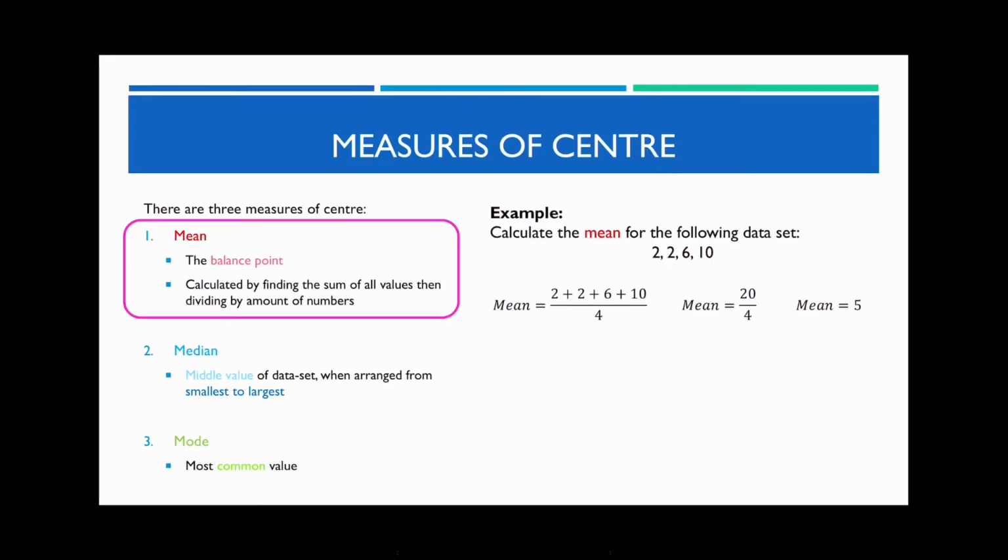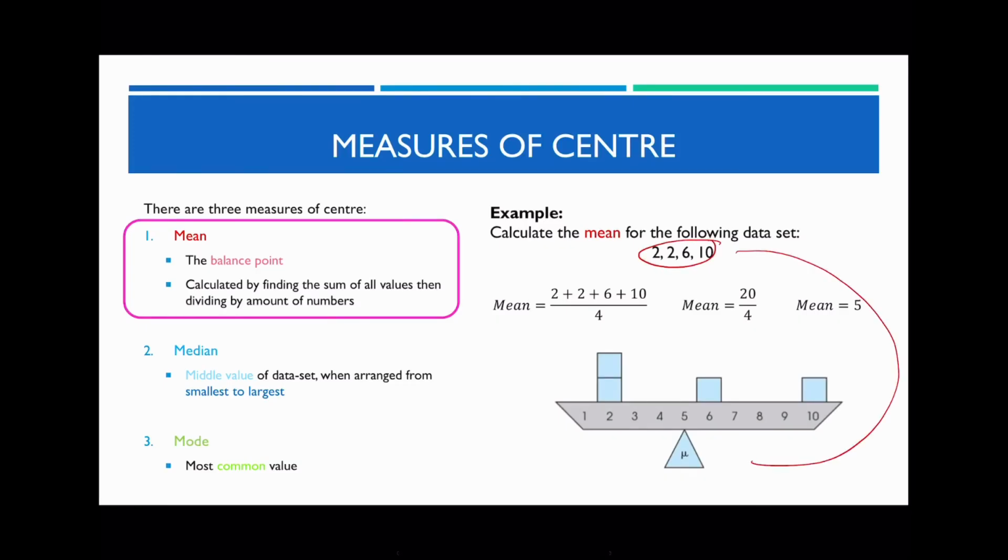Earlier on, I did discuss that the mean is considered to be the balance point. So I'll show you this diagrammatically to show you what I mean. If I was to show all these values on a little seesaw, this is what it would look like. Notice that all of these values over here are balanced when your mean is at the value of 5. So when it's 5, all the values are balanced, so therefore 5 is the correct mean in this instance.